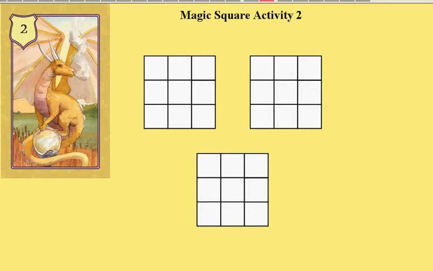So let's have a look, and I'll just pick a number. So we'll pick the number 5. So 5 is our magic number. So all the rows, the columns, and the diagonals must add up to that particular number. So our magic number for this one is 5.